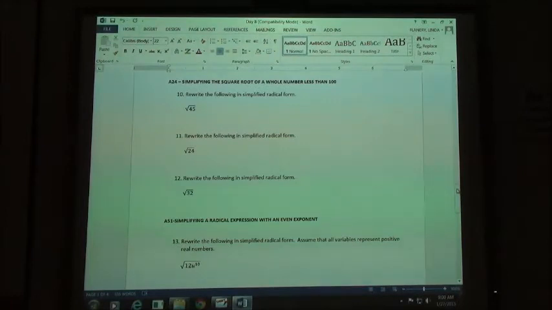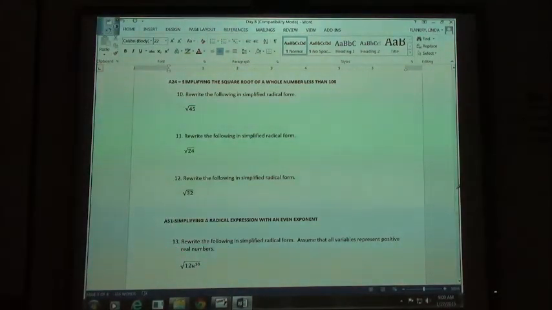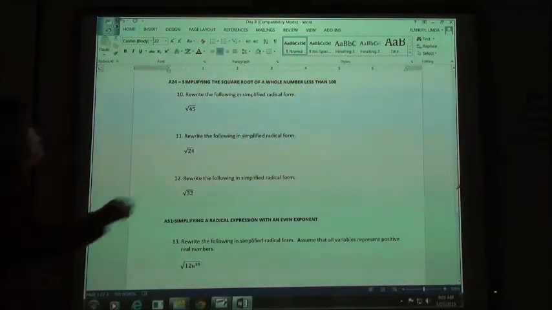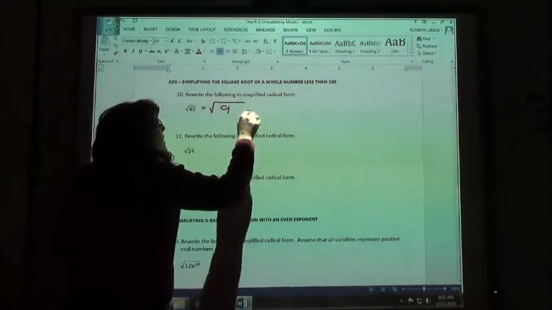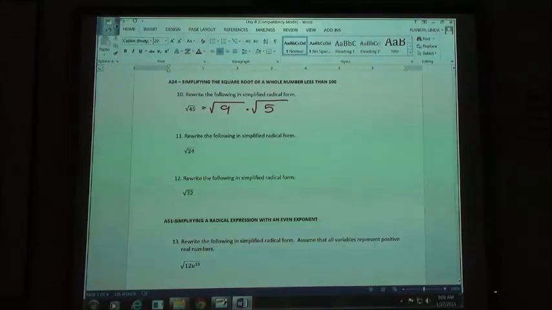So we're working with square roots. We want to look at our list of perfect squares. I want to rewrite the square root of 45 in simplified form. So what I want to do is find the biggest perfect square that divides evenly into 45. These numbers are all bigger than 45. 36 doesn't divide into 45. 25 doesn't divide evenly into 45. 16 doesn't, but 9 does. 9 is my biggest perfect square that divides evenly into 45. I'm going to rewrite it as 9 times 5. 9 times 5 is 45, right?